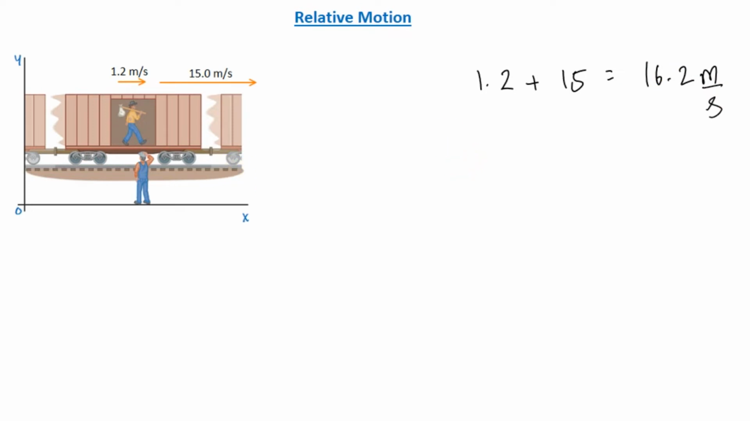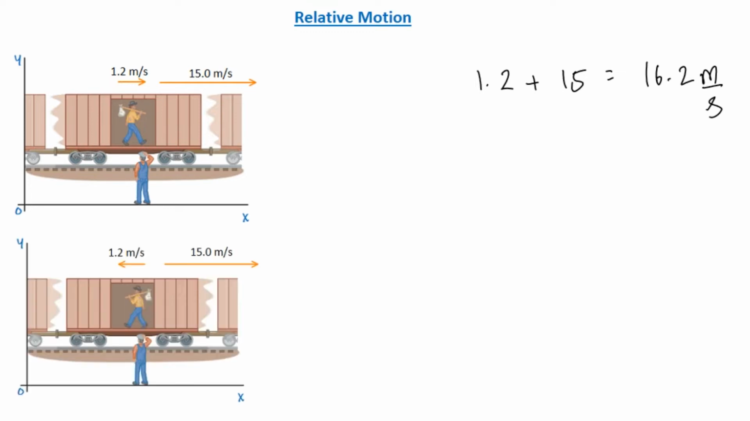Now suppose the person is moving with the same speed but in the opposite direction, which you can see in this figure. The direction is reversed. Now what would be the speed of the person relative to you? This would be 15 minus 1.2, so that would be equals to 13.8. So this is the speed of the person relative to you when it just reverses its direction.